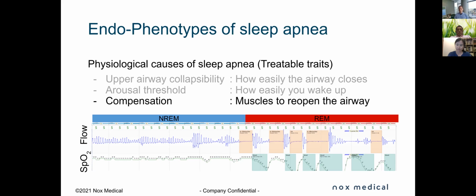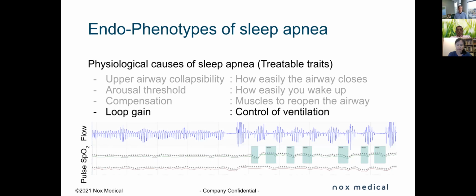When the patient then transitions to REM sleep and loses the muscle tone, we start to see the apneic events happening and becoming more severe. So this is maybe highlighting a little bit what this is measuring. And the last one is loop gain, and loop gain is related to the control of the feedback mechanism of ventilation. And we typically see these in patients who have a hard time maintaining stable ventilation.